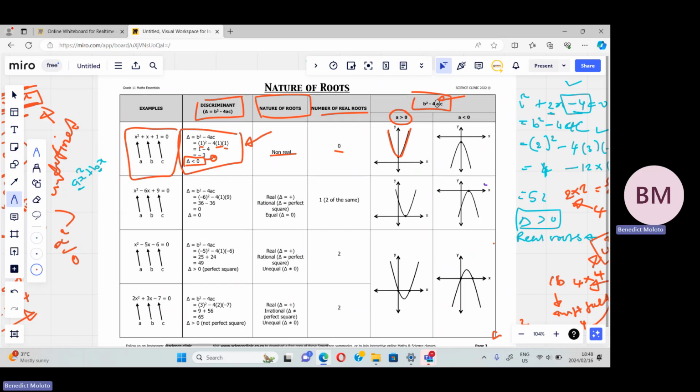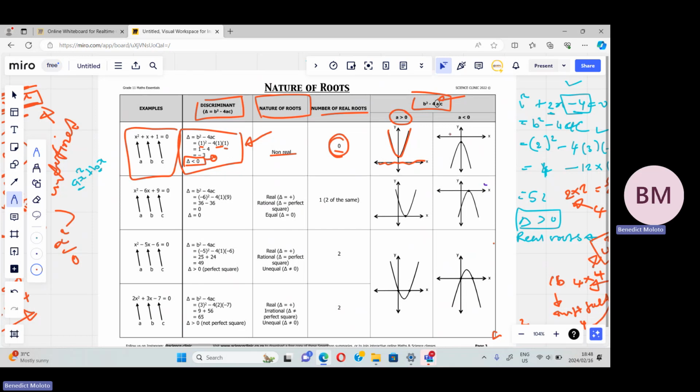This is our equation. Because it's non-real, we don't have an x-intercept. Let me explain it better. The graph is going to be like this. The number of real roots: there are no real roots, meaning this equation does not intercept the x-axis. Remember, to repeat again, in the nature of roots, roots represent the x-intercept.